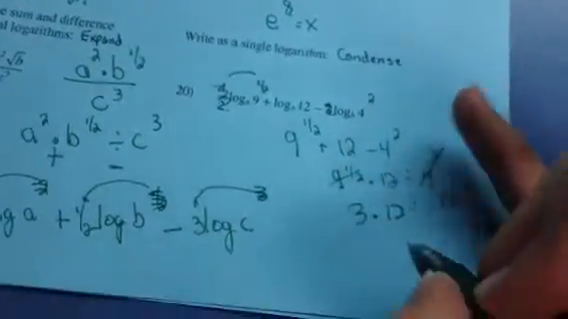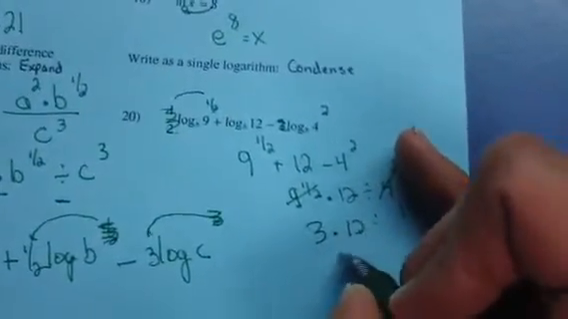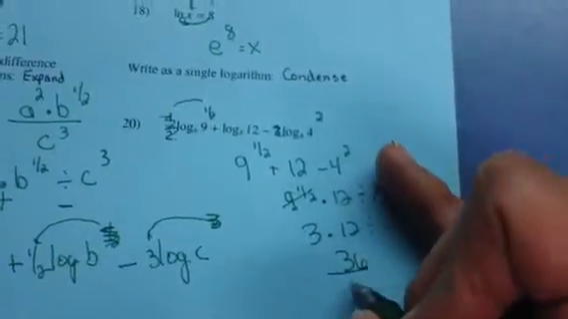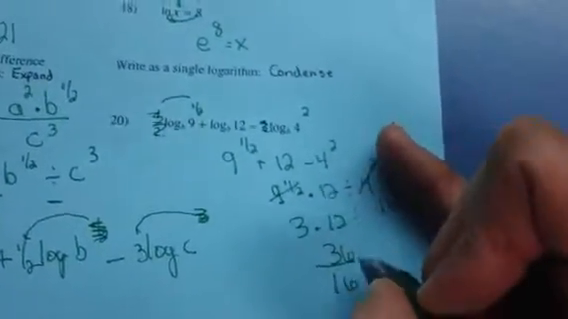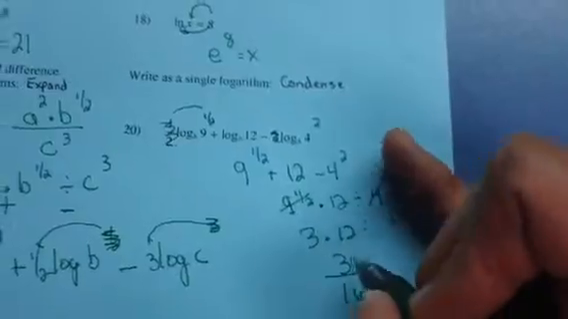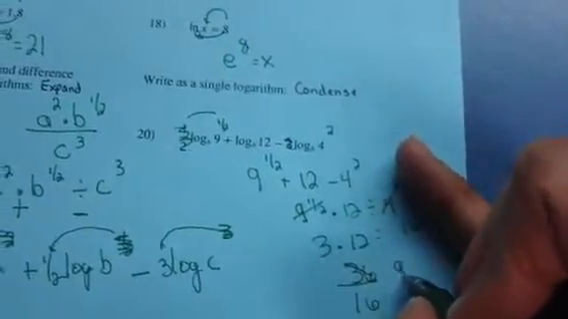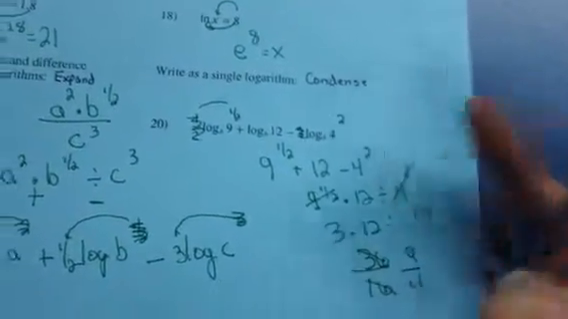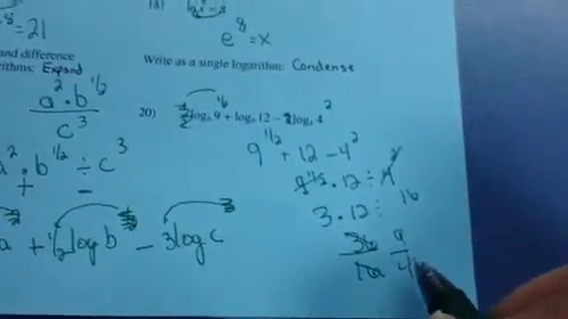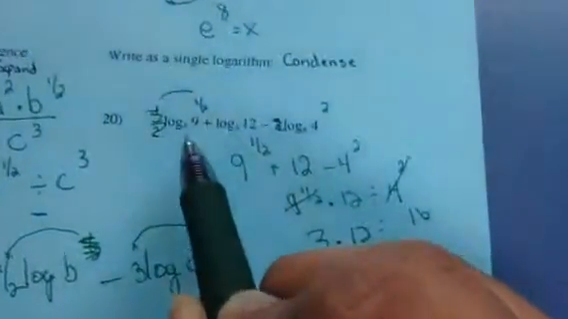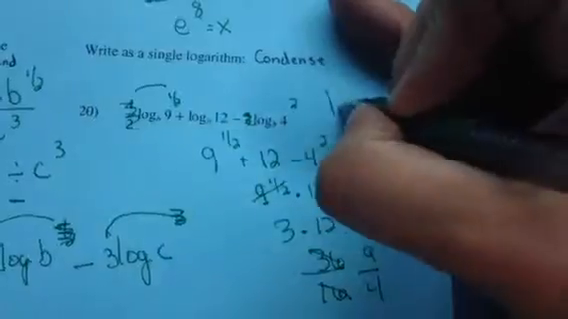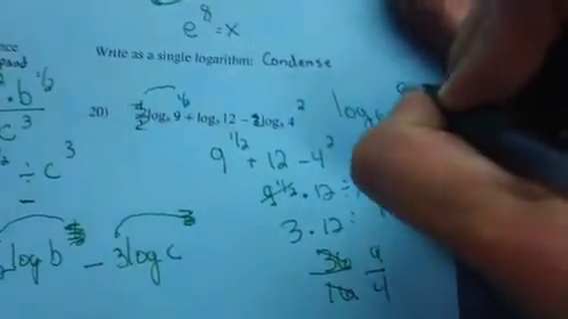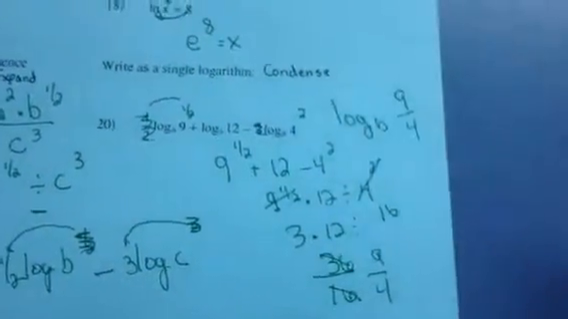And what I want you guys to do is clean this up. So 3 times 12 is 36. And then over 16. And then hopefully you see that you can simplify this. For instance, I could take a 4 out of both of these and get a 9. And then a 4 here. And then just bring that log back. So this is just going to have that log with the little b in front of it. So I'm going to write it up here. And now we've condensed it.